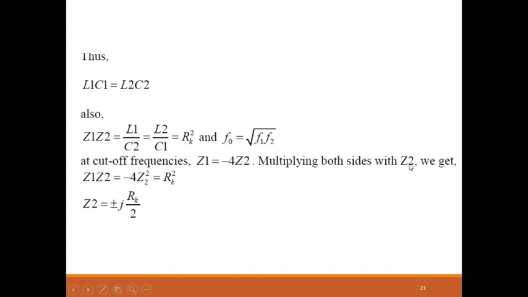Multiplying both the sides with Z2 we get Z1 into Z2 equal to minus 4 into Z2 square, which should be equal to Rk square. So Z2 should be equal to plus or minus j into Rk divided by 2, because here the Rk is also squared. So Z2 should be equal to plus or minus j Rk divided by 2.